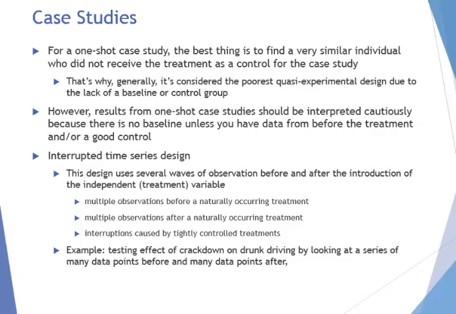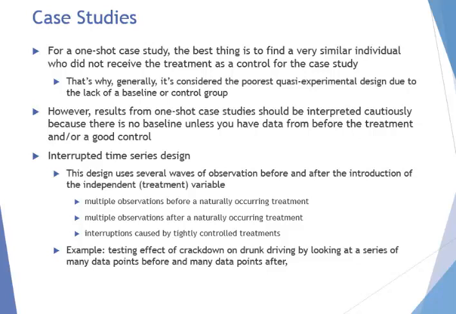The example they give is testing the effects of a crackdown on drunk driving by looking at a series of many data points. For example, you might look at how many drunk driving accidents there were 3 years before the crackdown, and then 2 years before, and then 1 year before, and then the year of the crackdown, and then the year after, then the year after that, then the third year. In other words, you look at many different data points.